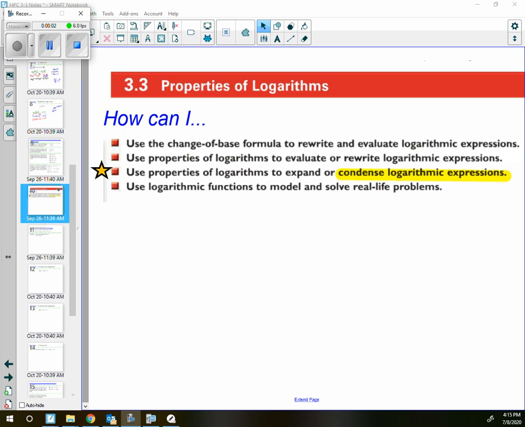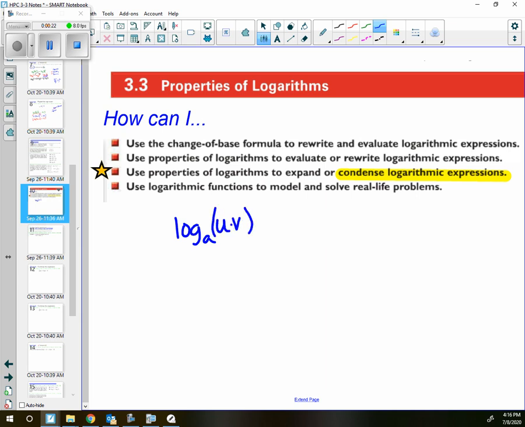All right, so on to 3.3 part 2, we're going to talk about condensing the logarithmic expression. So yesterday, or part 1, we talked about expanding and what those 3 basic properties were. Today we're going to talk about condense. Just as a warm-up really quick, I want to see what you remember from yesterday.